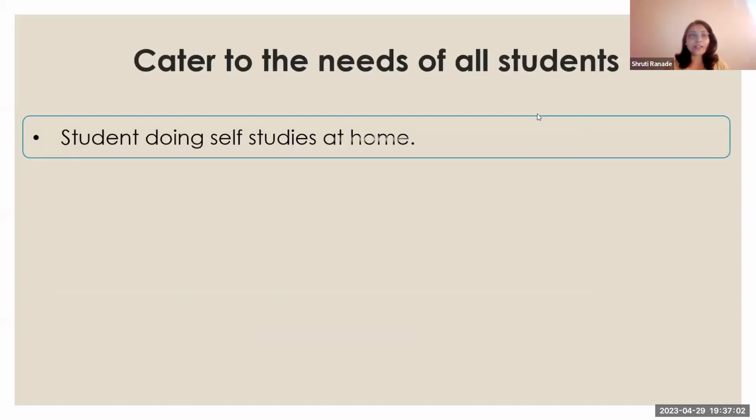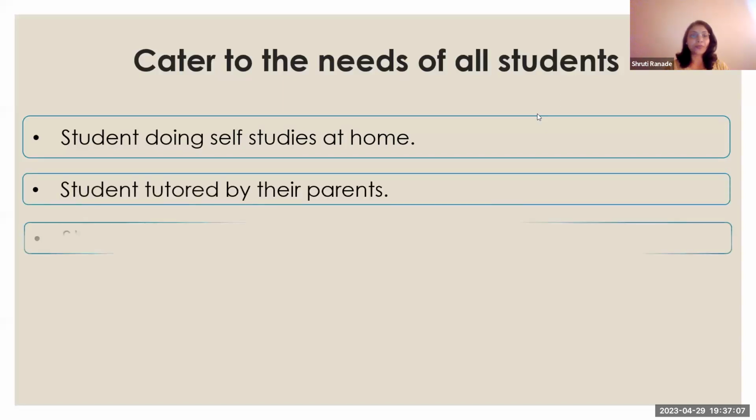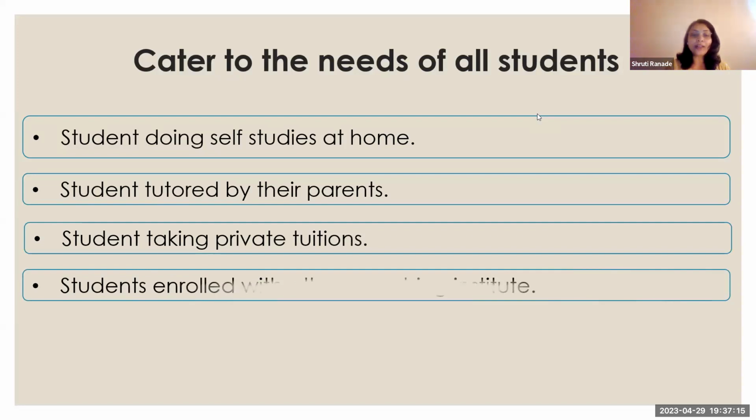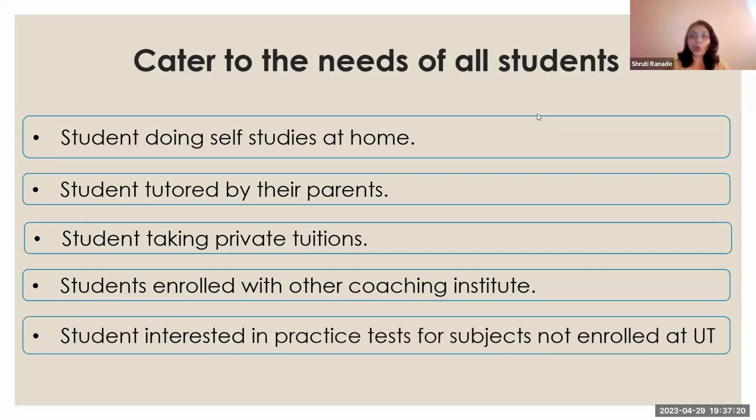Coming to the next part, what all students do we cater to at UDAAN? Students doing self-studies at home, students tutored by their parents, students taking private tuitions, students enrolled with other coaching classes, and students interested in practice tests for subjects not enrolled at UT. So all these types of students we cater to, and our test series product is helpful for all these students.